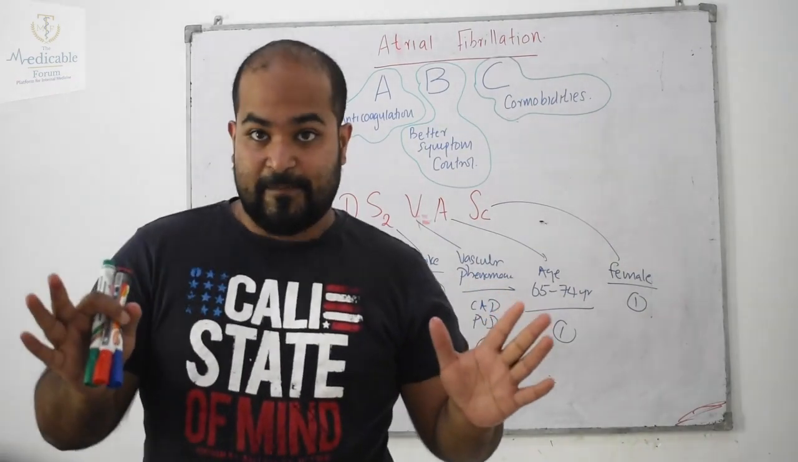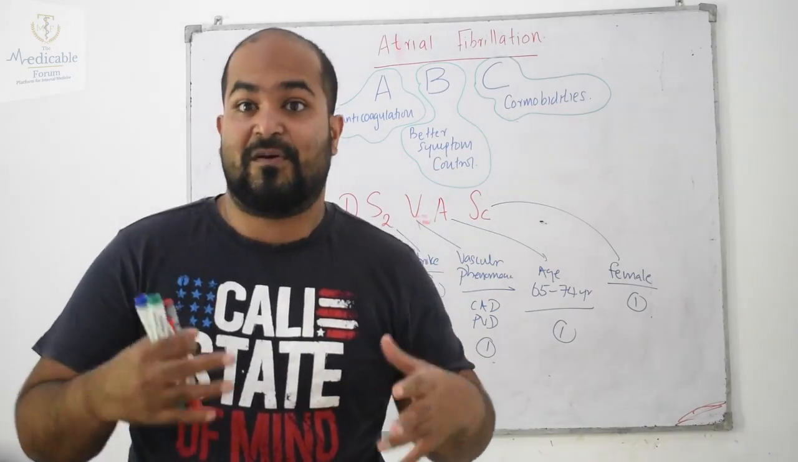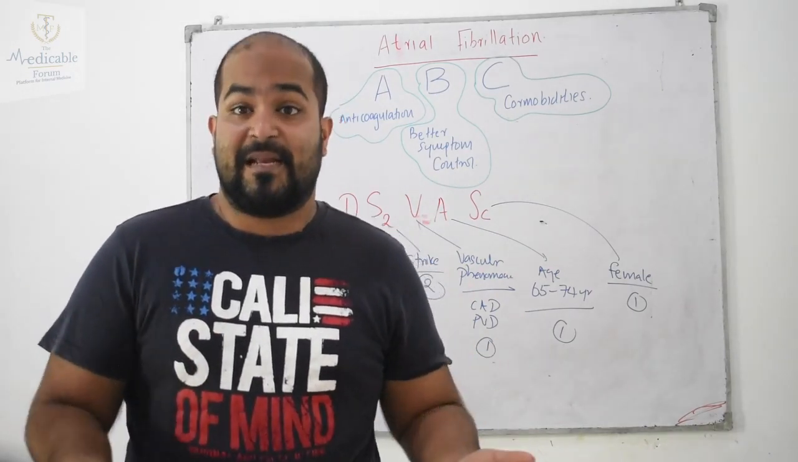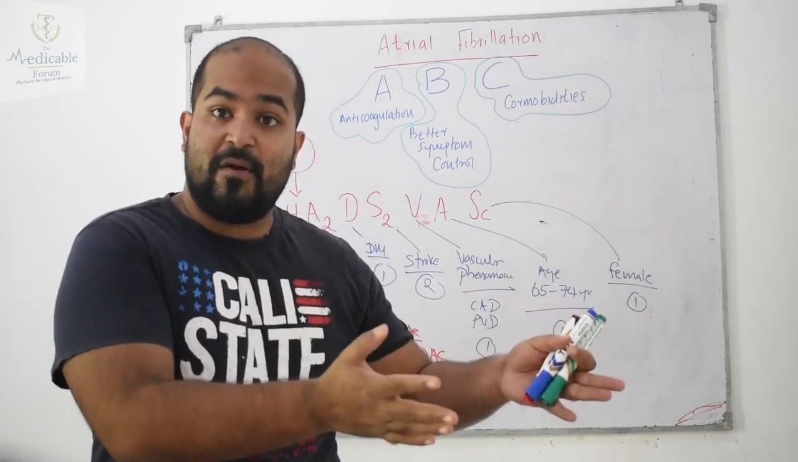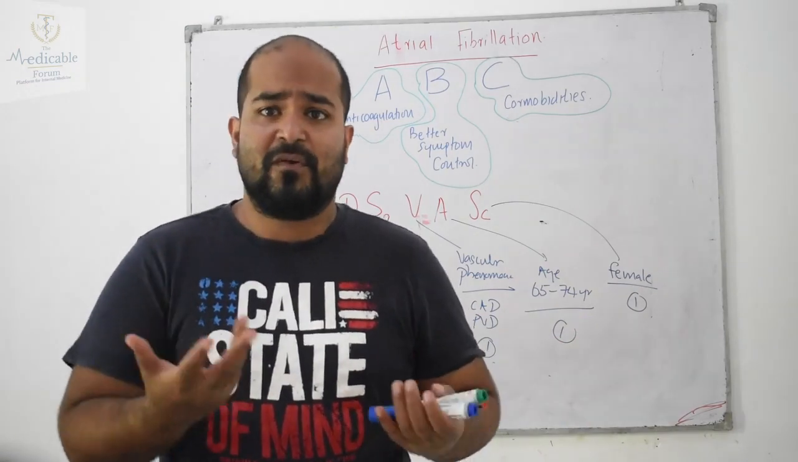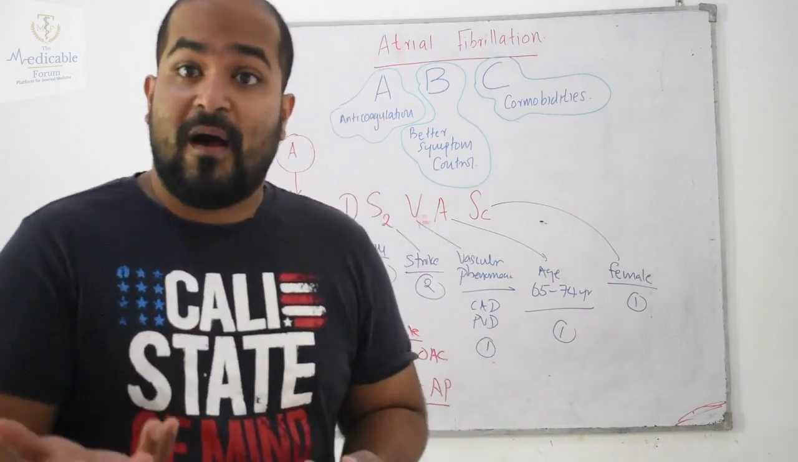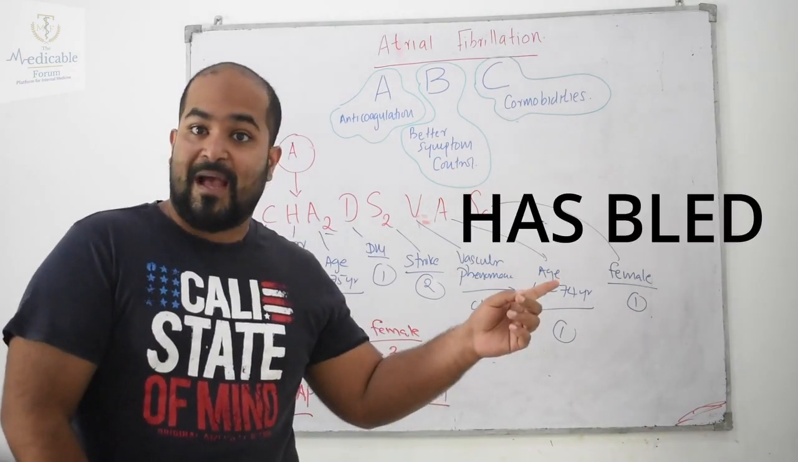But this is not it, because the anticoagulation drugs per se can cause side effects. There is a bleeding tendency. So we have to stratify the patients. When we are starting them on anticoagulation, we need to talk to them about the bleeding risk, so we need to stratify how prone they are to bleed. So we have another risk score, which is called the Has-Bled score.